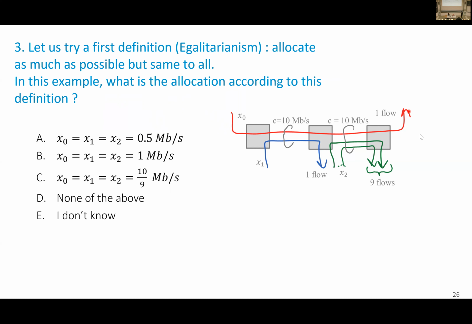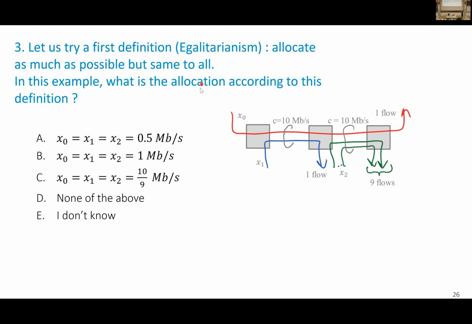So let's look at this example again. So we have here only 2 links. The red flow has a rate x0. We have those 2 capacities here. I could do this, which gives the same to everyone here. And I could do this, which also gives the same to everyone, but a larger value, or this one here.